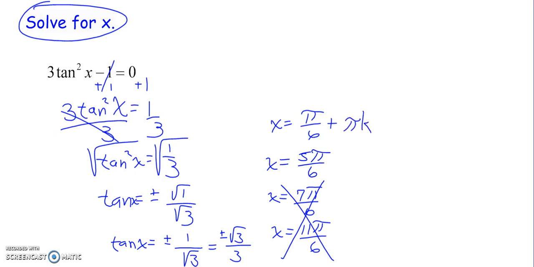pi times k, where k is an integer. And if you notice, if k was equal to 1, if I add 1 pi to pi over 6, I get the 7 pi over 6 that was on the unit circle. So you don't need to repeat yourself. There is more than one way to state the correct answer.